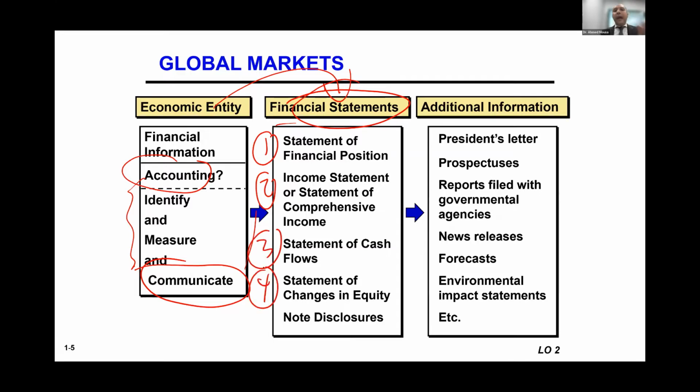And each one has a specific objective. This is what we learn today. The first financial statement is called the statement of financial position, then the statement of income, the statement of cash flows, and the statement of changes in equity. And this is what we learn in detail today. So if someone tells you financial statements, you know that we're talking about only these 4 statements. From these financial statements, we can generate additional information that can be used by different users.